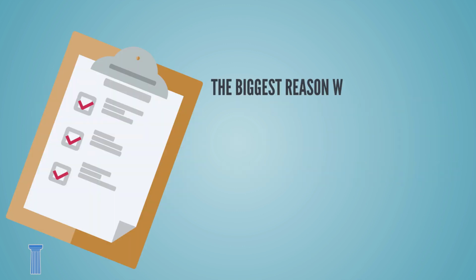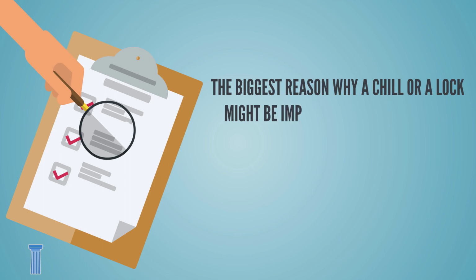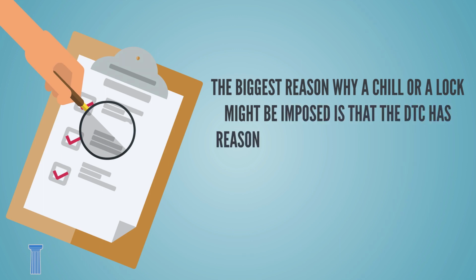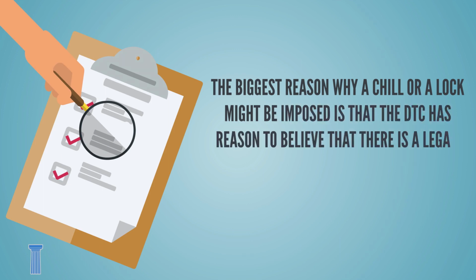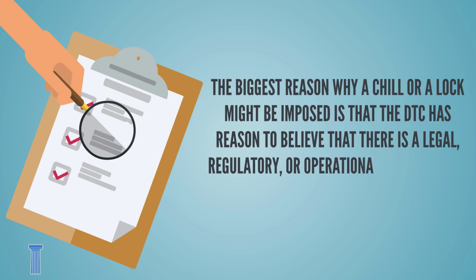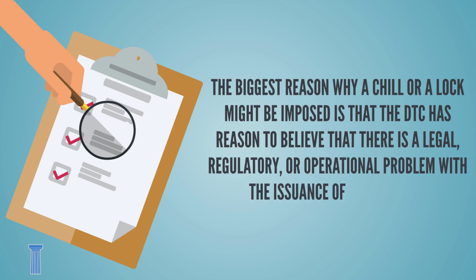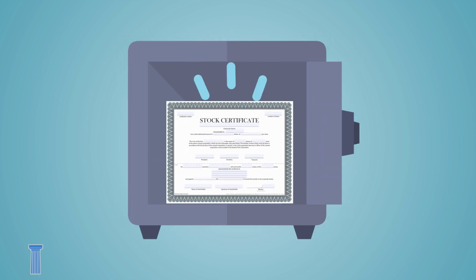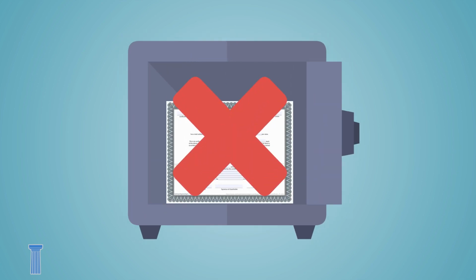The biggest reason why a chill or a lock might be imposed is that the DTC has reason to believe that there is a legal, regulatory, or operational problem with the issuance of the security. Or the DTC might be concerned that some of the transactions are not being cleared involving the security.